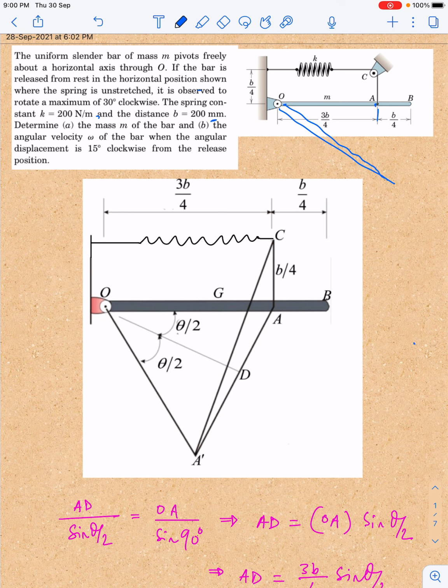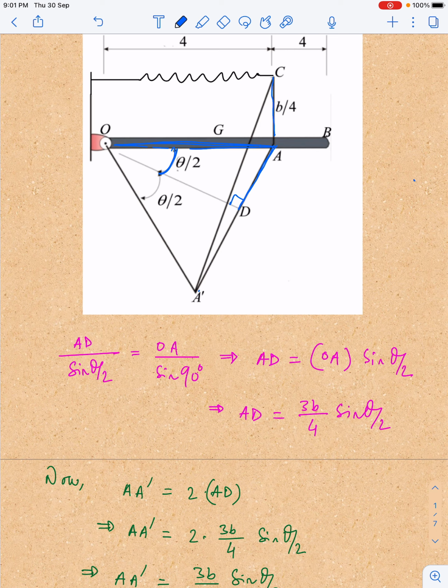If I apply Lami's theorem, then I can write AD by sine of the opposite angle, that is sine theta by 2, is equal to OA by sine 90 degrees, and this is the angle I'm talking about. So from there, AD is equal to 3b by 4 into sine theta by 2. It's a simple calculation. I hope all of you can understand without any difficulty. Now AA prime is equal to 2 into AD because it is bisecting here. All right, it is simple.